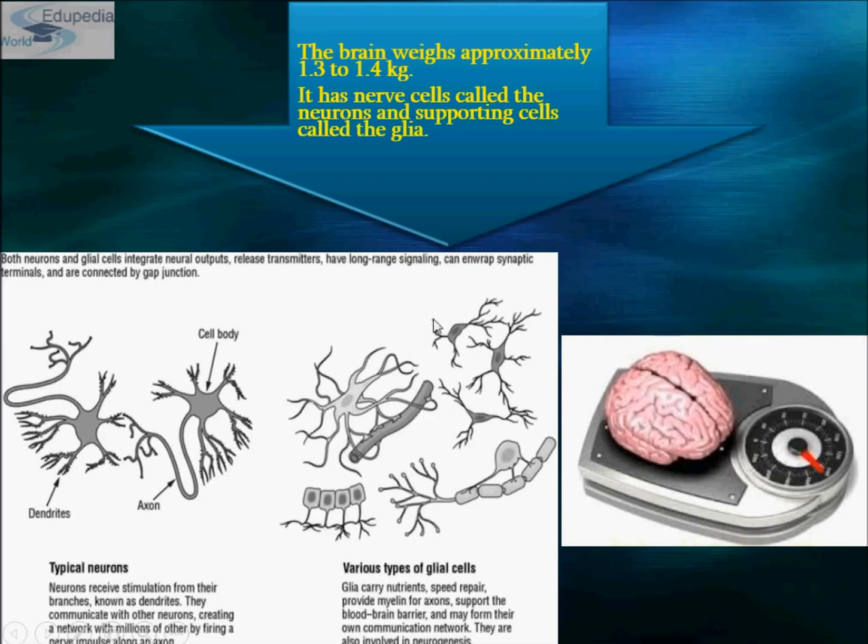Okay, and these are the glial cells that support these neuron cells. Glial cells carry nutrients, they carry speed, and they have a repair mechanism. They provide myelin for axons. These are the axons, and these glial cells provide myelin to the axon. That means it makes the neuron myelinated and may form their own communication network. They are also involved in neurogenesis. Neurogenesis means neuron formation.